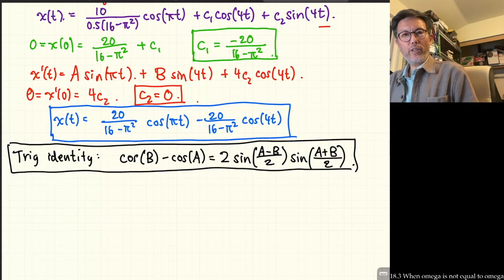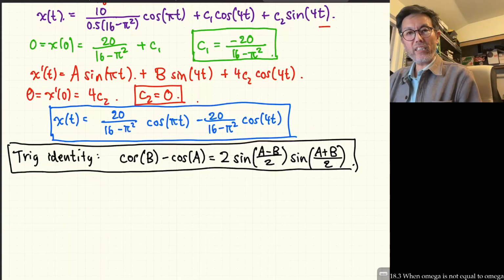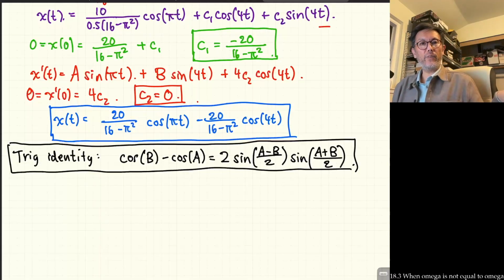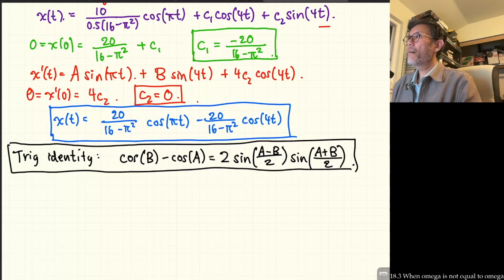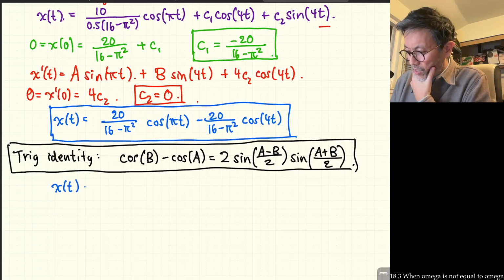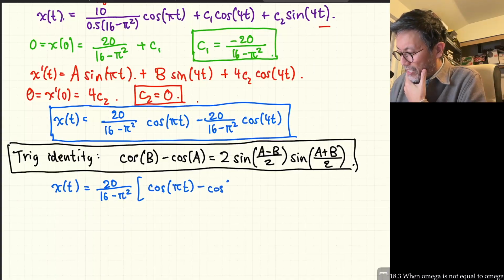How can we apply this trig identity? Well, we can try what we have. If you look at x of t in blue, what we have is a difference of cosines. I can make this more apparent by factoring out this 20 over 16 minus pi squared, right? So x of t is equal to 20 over 16 minus pi squared times cosine of pi t minus cosine of 4t.